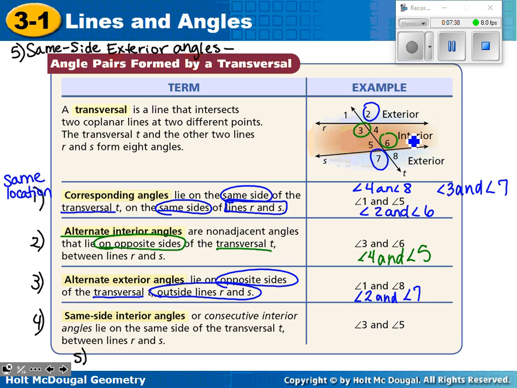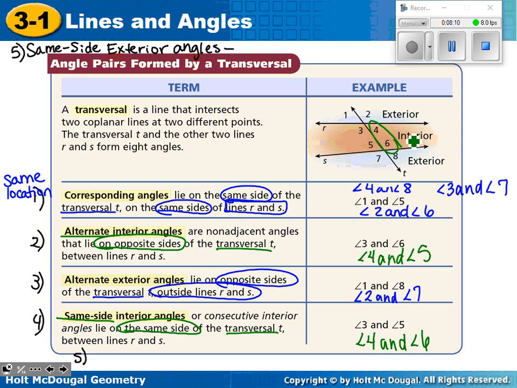Okay. And then the same side interior angles. Notice the word, same side. So that means they're going to be on the same side of the transversal, but interior angles only. So same side interior. So if we look at the picture, which ones are on the same side of the transversal, but interior angles? 4 and 6, or they said 3 and 5. So angle 4 and angle 6.